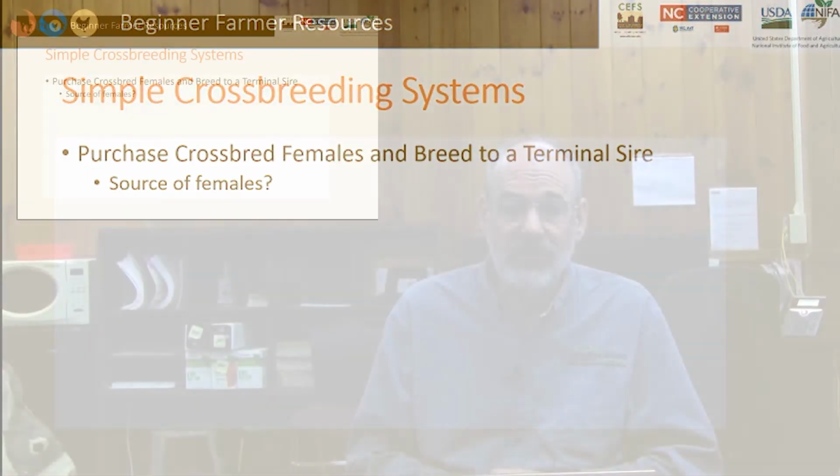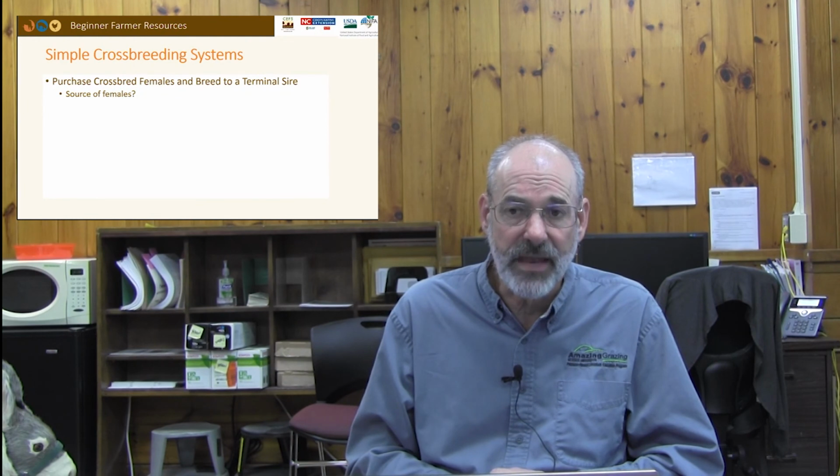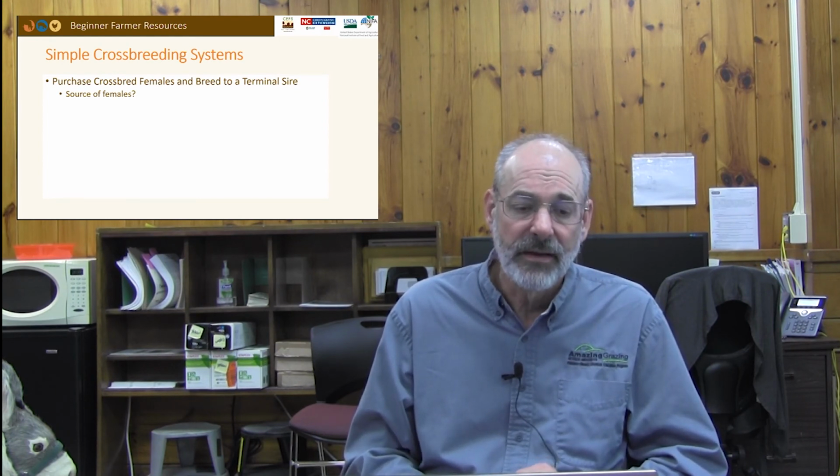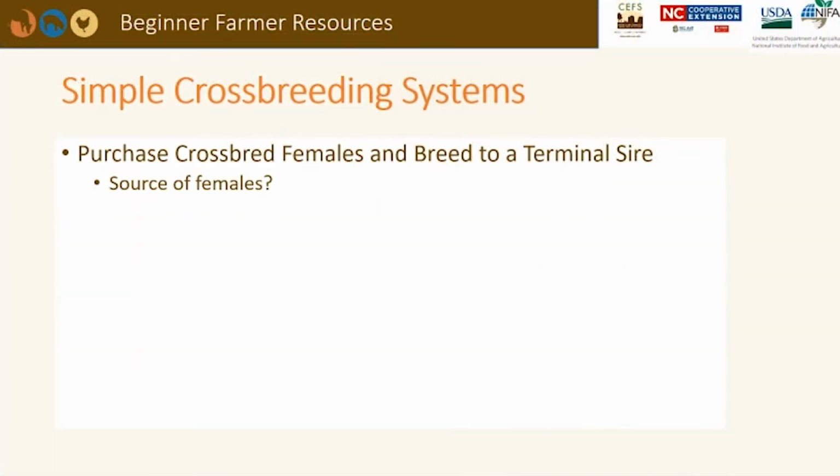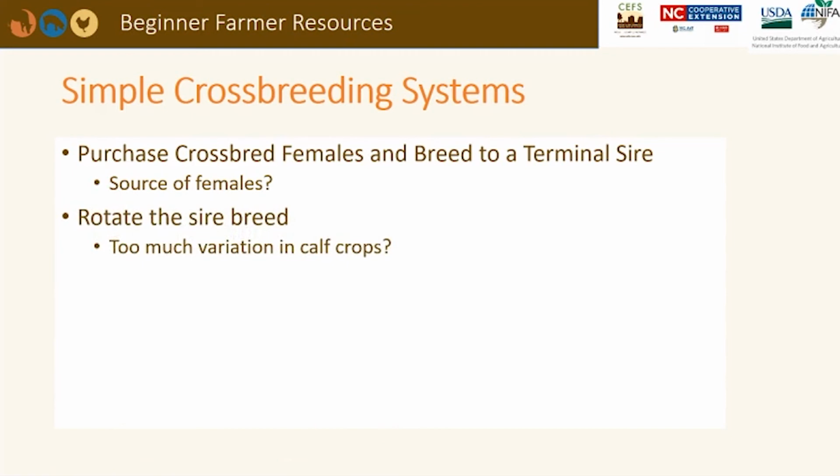So you do not raise your replacement heifers, you simply have crossbred cows, and my example would be black Baldies. Breed them to a terminal sire, something like a Charolais or a Simmental, to give you the extra growth, and then purchase your replacements from the same source or a different source than you've been buying them, and avoid growing replacement heifers. That's a real simple system and a good one for our smaller producers.